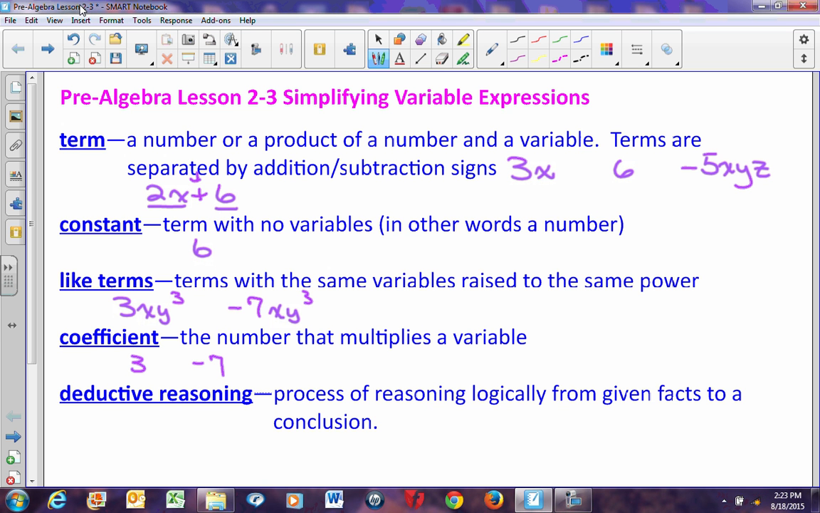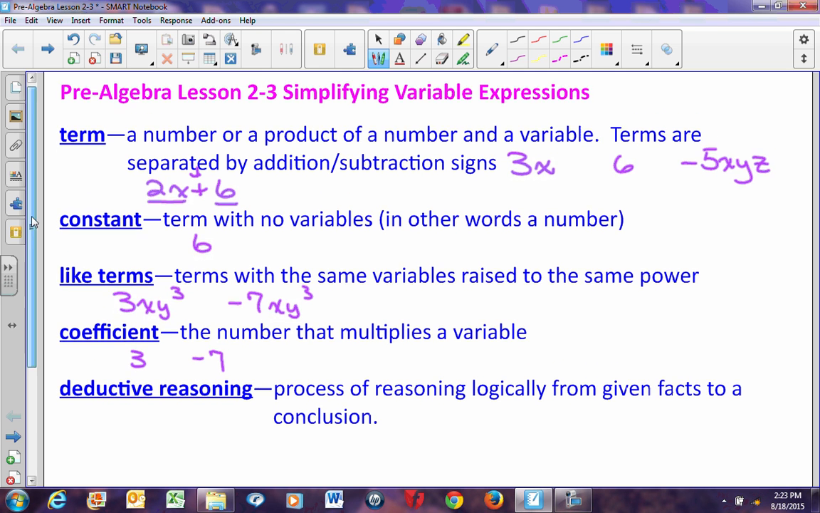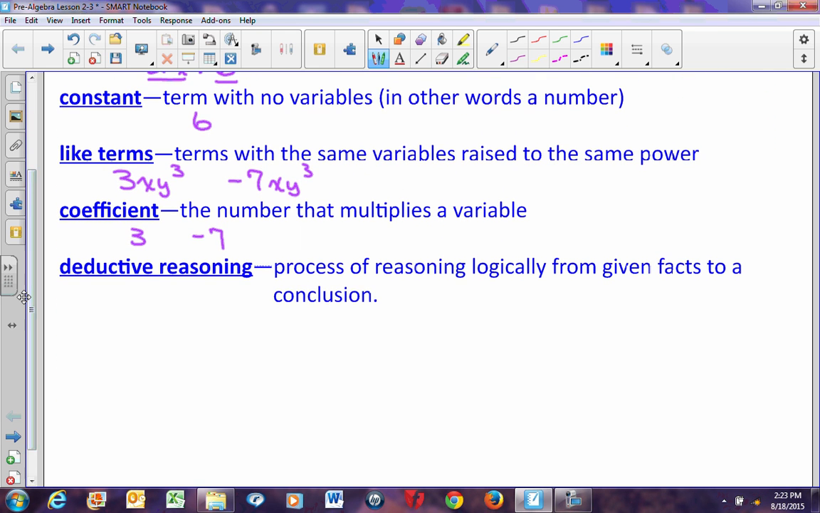And last but not least, deductive reasoning is the process of reasoning logically from given facts to a conclusion. Okay, deductive reasoning is important because it helps us to think logically. All right, so let's take a look at something for just a quick second. I'm going to write down an example here.